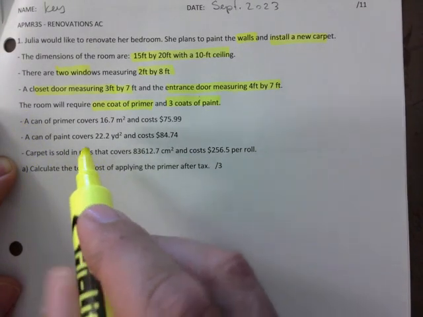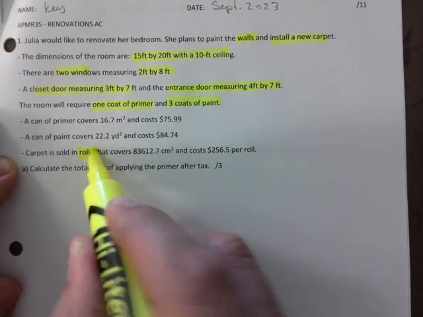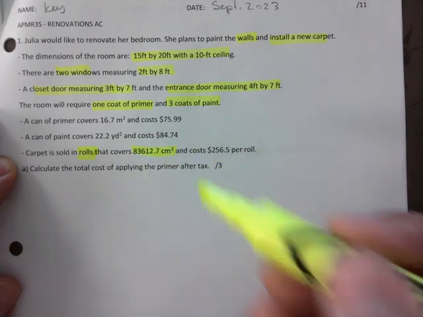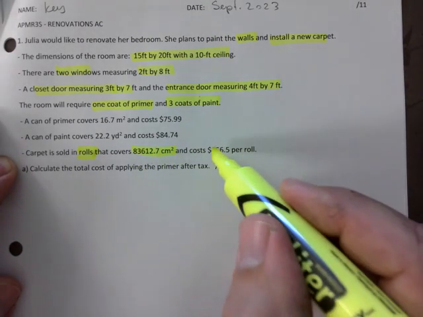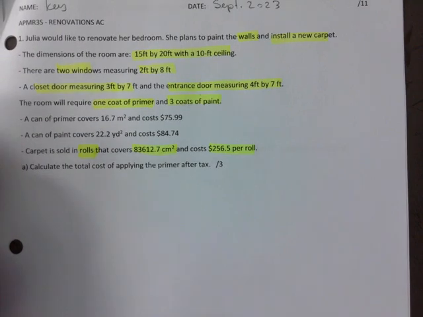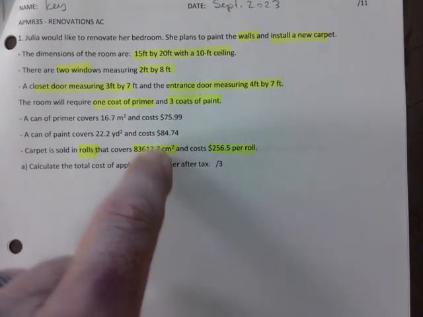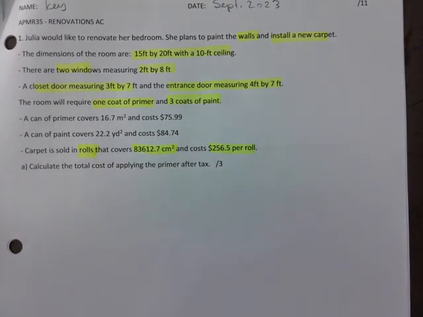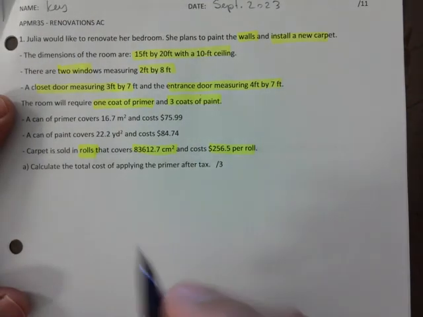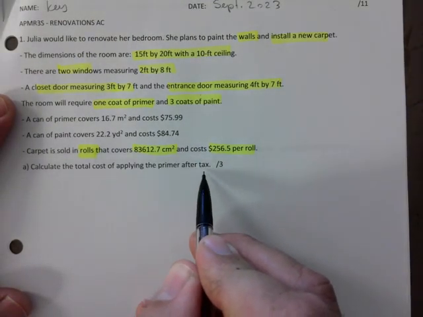Carpet is sold in rolls. That's important to note, that cover that many square centimeters, and this is the cost of it. So that right there should probably tell you, wait a minute, everything is in feet, but all of a sudden we're dealing with centimeters squared. Gotta watch out for that, okay? So calculate the total cost of applying the primer after tax.